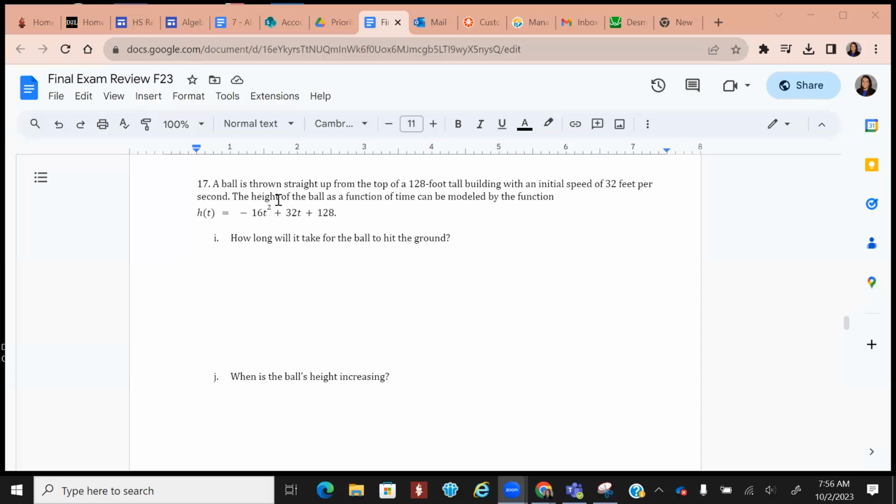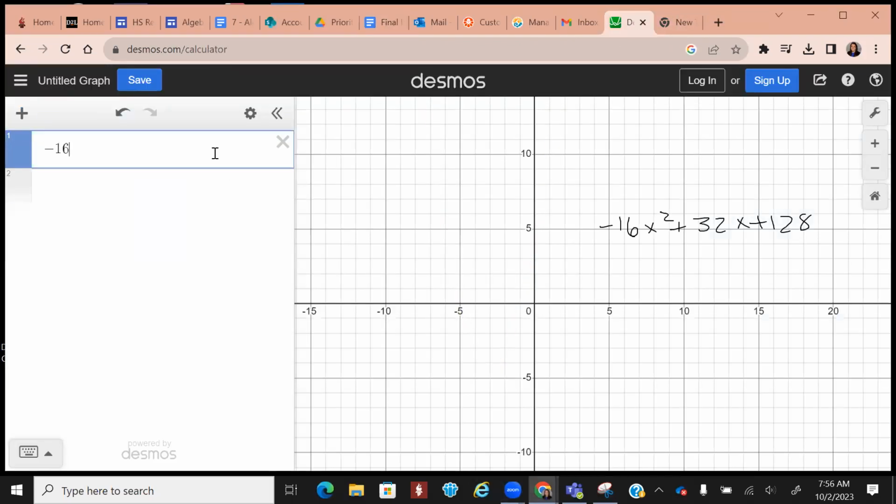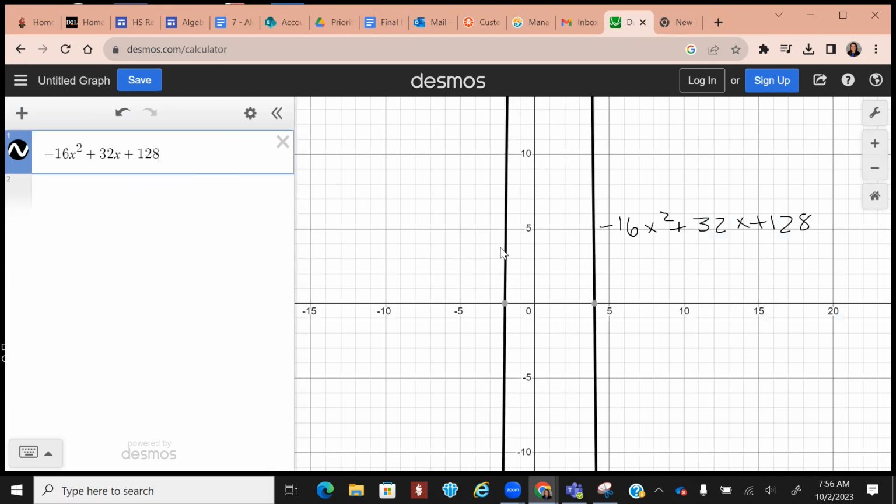On 17, a ball is thrown straight up from the top of a 128-foot tall building with an initial speed of 32 feet per second. How long will it take for the ball to hit the ground? A lot of y'all struggled with this on your test. So let's graph it and then talk about it. So when we go in here, we're going to type it in.